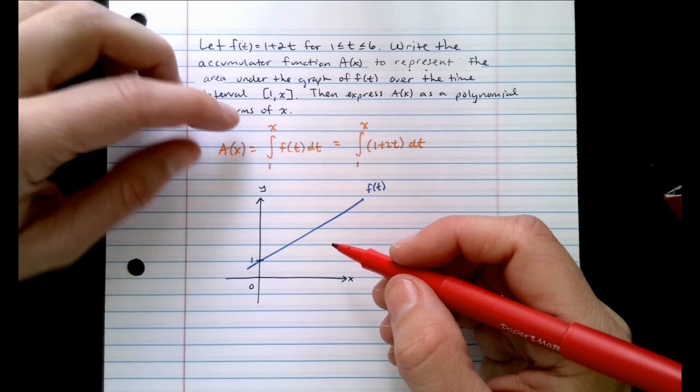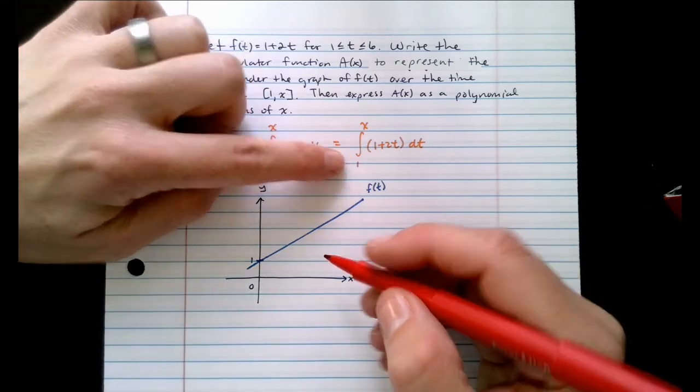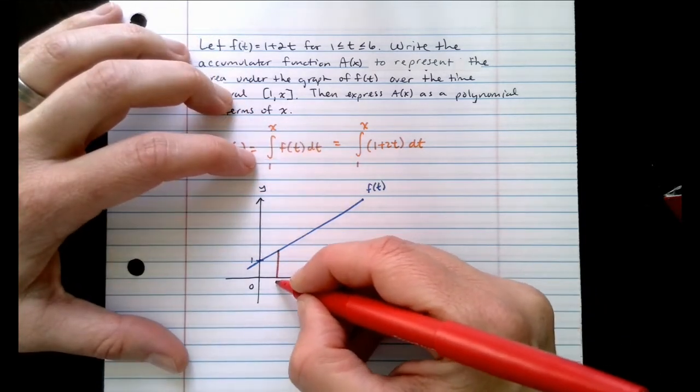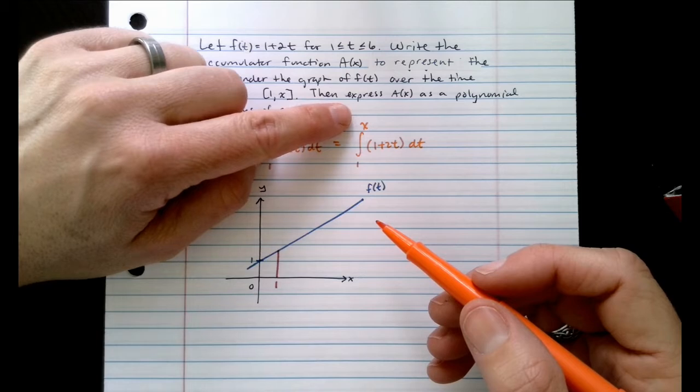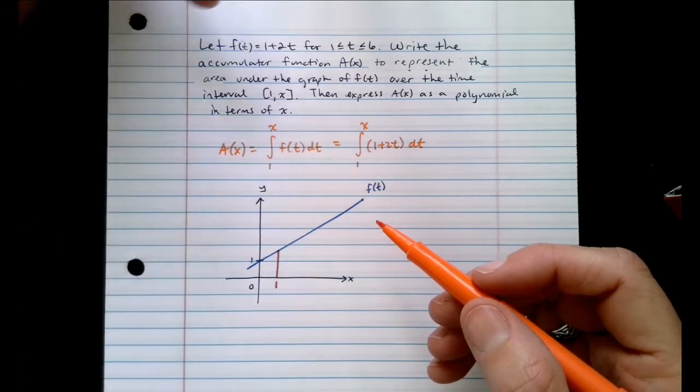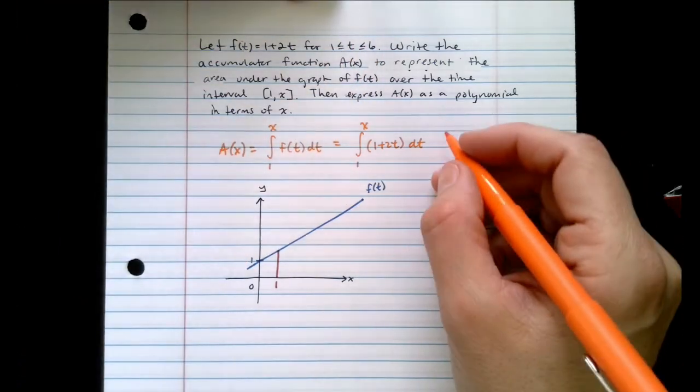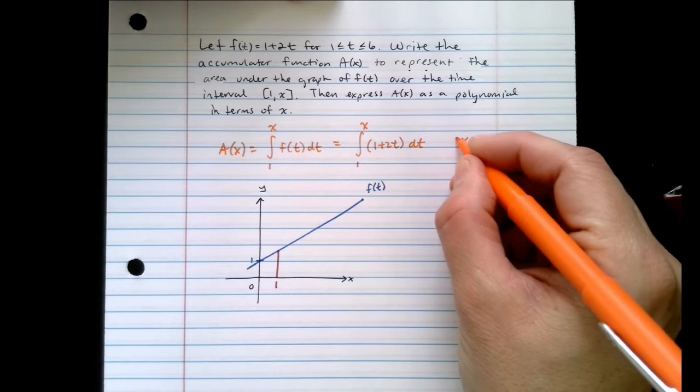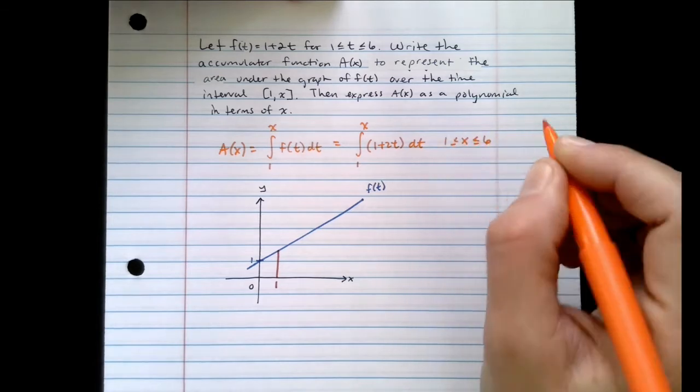Now my interval is here, 1 for sure. So it's going to definitely start at 1, but I'm not sure where it's ending. We'll look at our interval up here. The time is only going from 1 to 6. So what this tells me is my x is bounded in that interval.